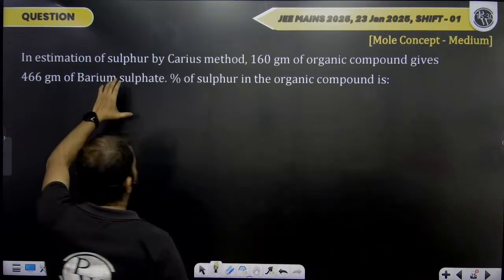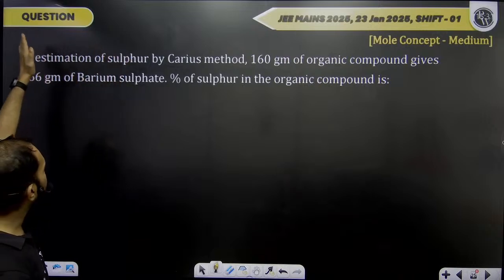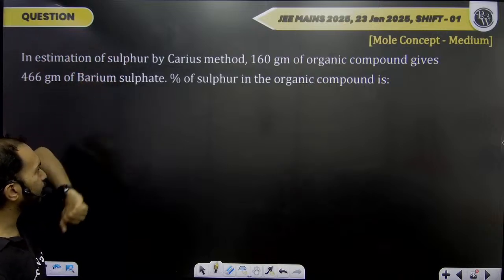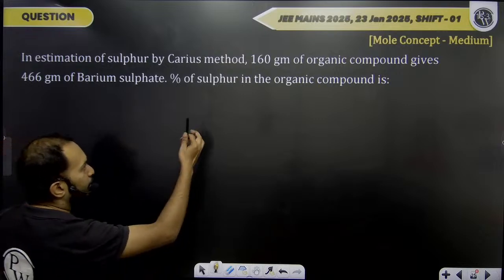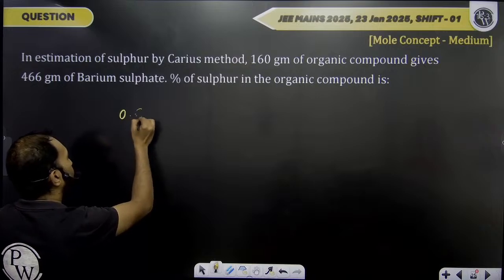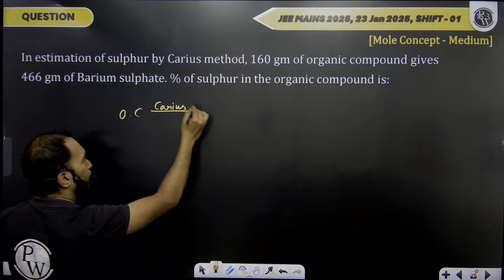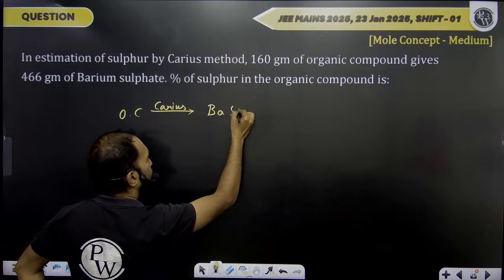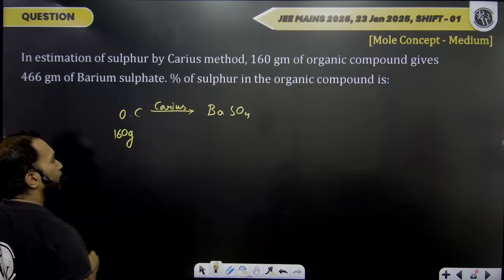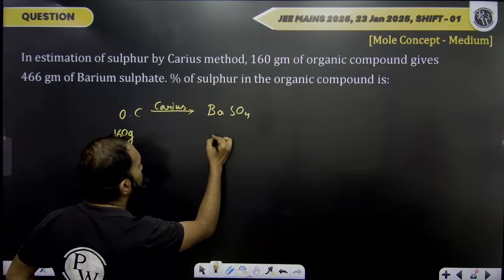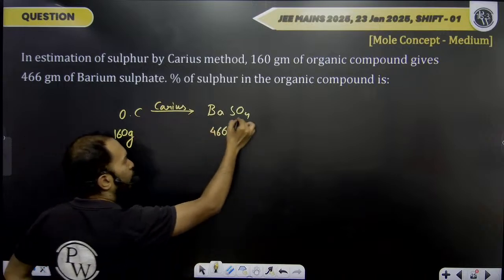So this kind of question came in yesterday's shift also. Barium sulfate formation, KDS method, estimation of sulfur. Let's see the data. What is given? It is given that organic compound is taken, KDS method is followed. Then over here barium sulfate will be formed. Okay, the mass of organic compound taken is 160 gram. Barium sulfate which is formed over here is 466 gram. Acha, what's the one molar mass of barium sulfate?